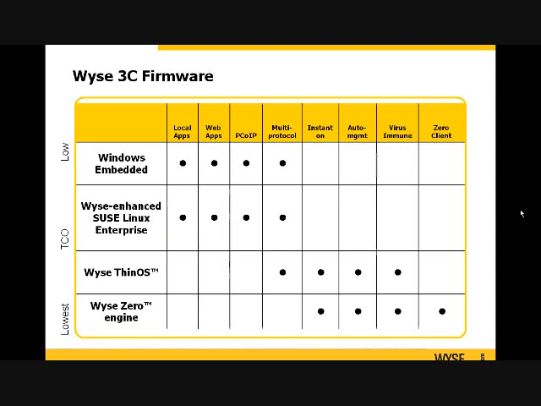Now, when you look at different types of thin client devices, you'll also be presented with another set of choices. Across the left hand, you see 4 different choices: Windows Embedded, Wyse Enhanced SUSE Linux Enterprise, Wyse ThinOS, and Wyse Zero Engine. These are simply the 4 different types of software that can be built into a thin client. And they deliver different benefits, as you can see by the dots.